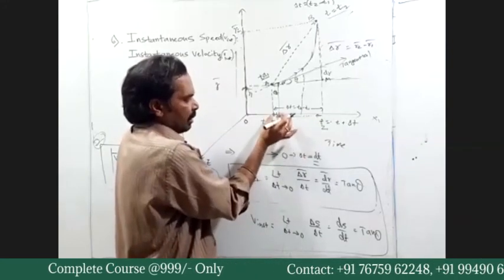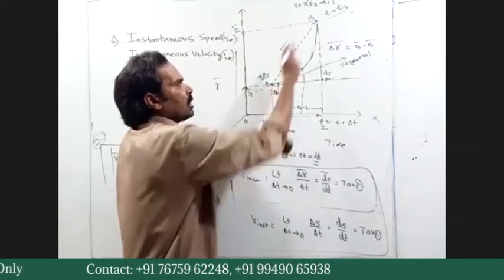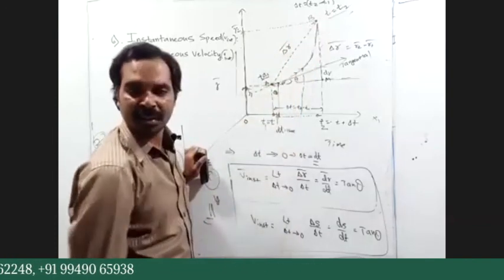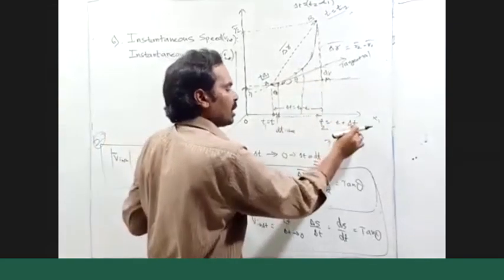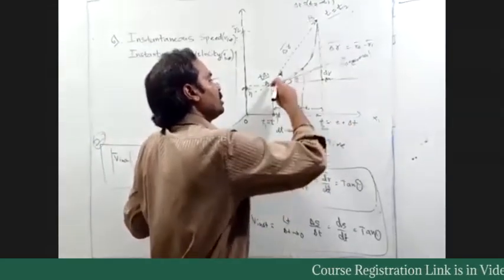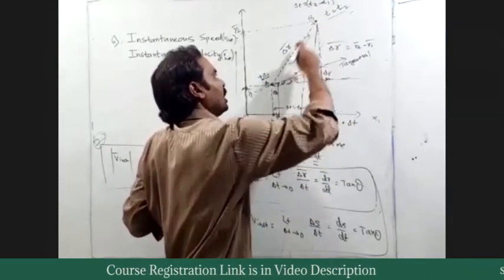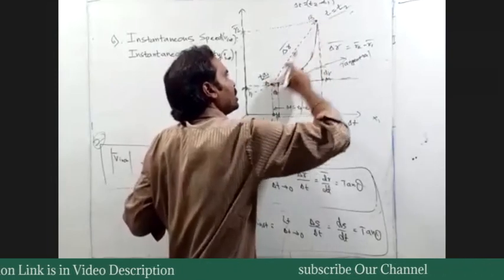When I reduce this time interval, what happens to the displacement travelled? For the delta t time interval, the change in position is delta r bar. A to B is the change in position.